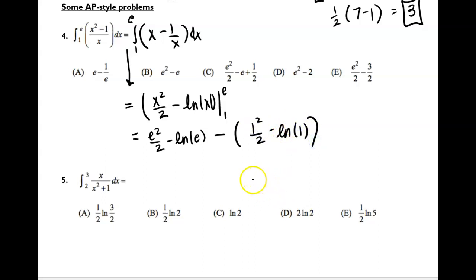This would be an okay way to leave your answer on a free response, but this is multiple choice, so we're going to have to match up with one of these. So I've got the e squared over 2. Natural log of e is 1. That's an important value to remember. Minus a half. And natural log of 1 is 0. Technically, that would be a plus 0 there. So I have e squared over 2 minus 3 halves. And so my answer is e.